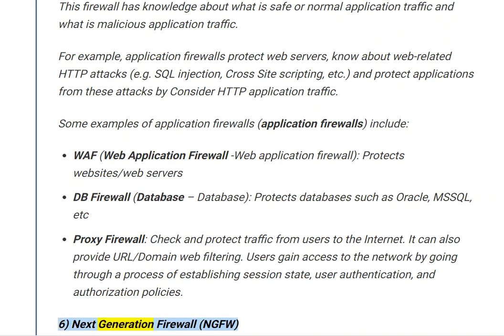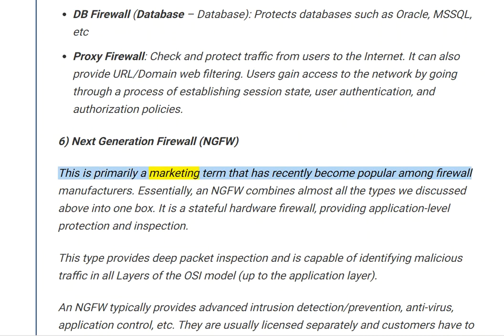6. Next Generation Firewall, NGFW. This is primarily a marketing term that has recently become popular among firewall manufacturers. Essentially, an NGFW combines almost all the types we discussed above into one box. It is a stateful hardware firewall, providing application-level protection and inspection. This type provides deep packet inspection and is capable of identifying malicious traffic in all layers of the OSI model, up to the application layer.